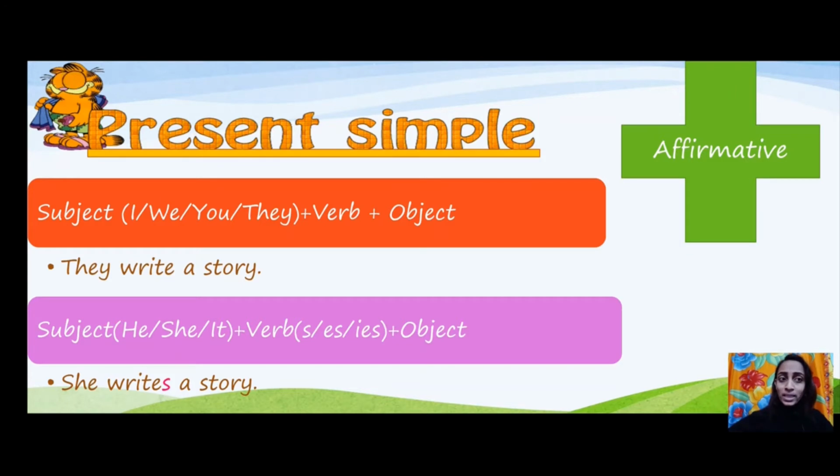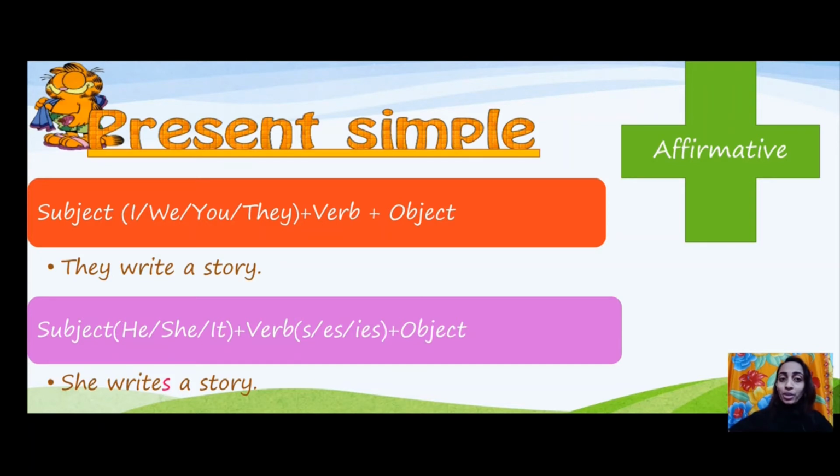Let us see some more examples. I write a story, we write a story, you write a story. And when we talk about singular subjects, he, she, and it, in that case, we should add s or es or ies to the verb, and then comes the object. So the structure will be subject plus verb plus s, es or ies plus object. Let us see an example.